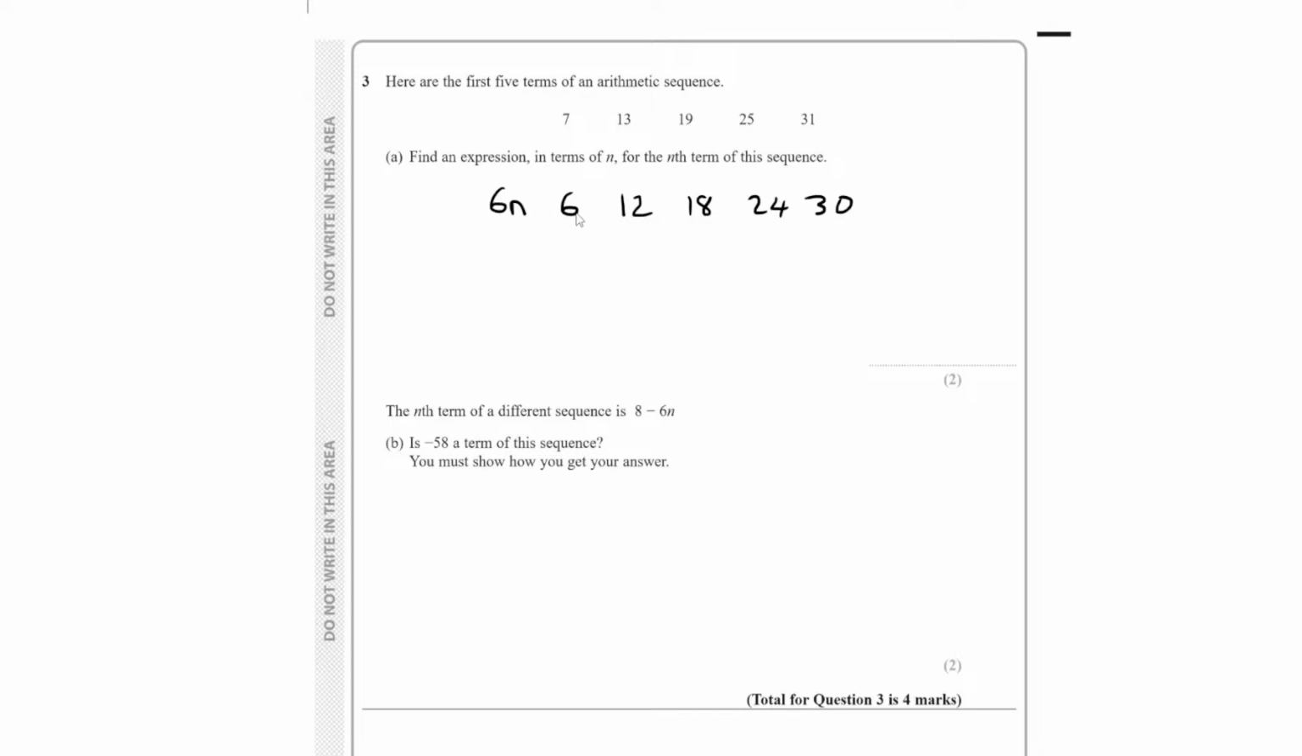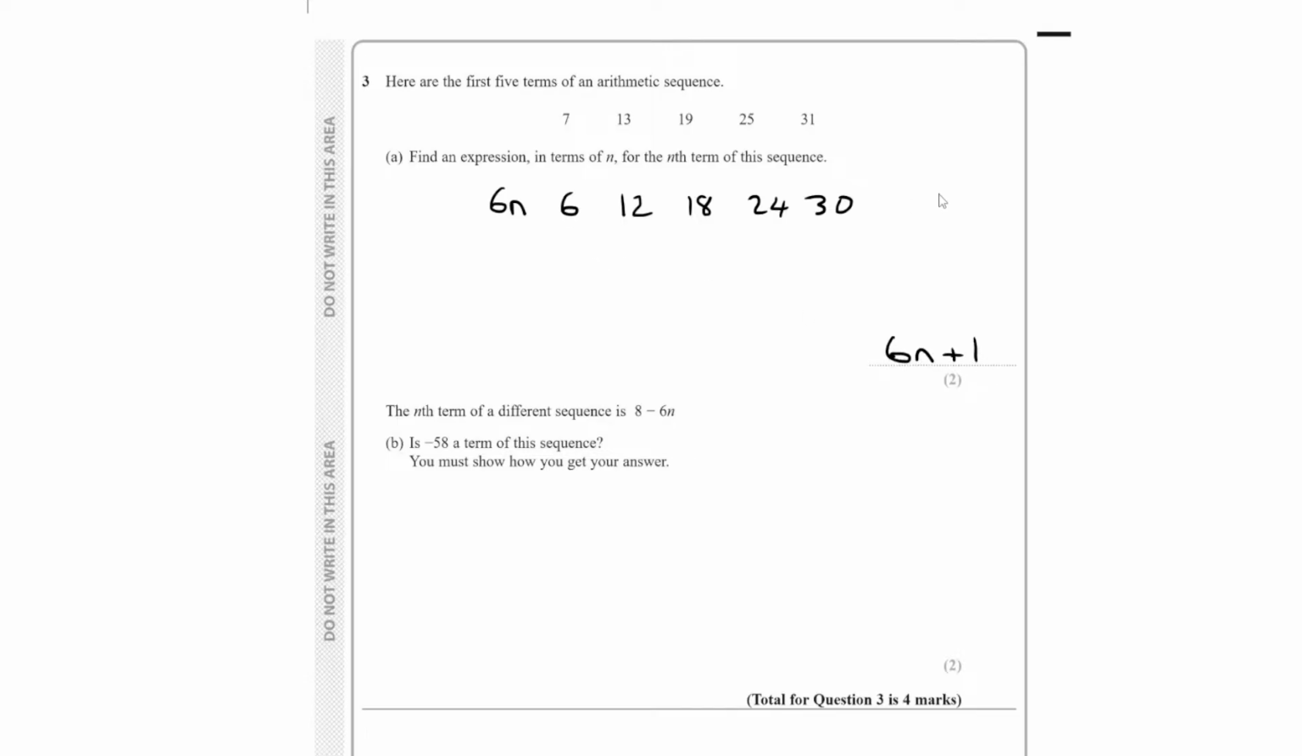And then I say, well, okay, I'm currently at, for example, 6. How do I get to 7? Or I'm currently at 12. How do I get to 13? So on. What you're figuring out is what do I need to add or subtract after I've done 6n. Obviously, in this case, you'd have to add 1, wouldn't you?